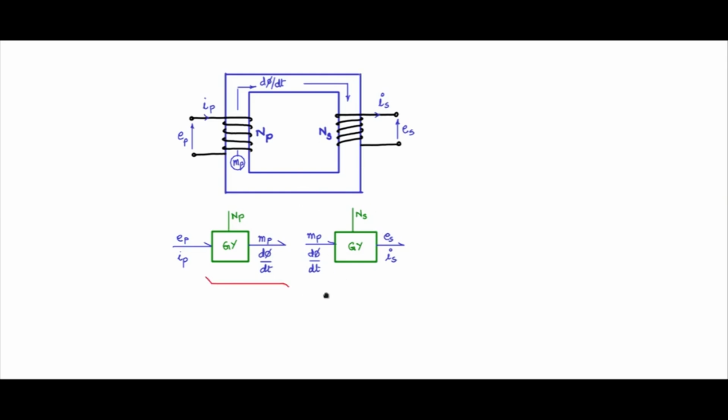Now these two gyrators together form one single component called the transformer. And equivalently I will put it as a block. It has one input, the primary port, and another output, the secondary port. So for the primary port we have EP as the potential variable and IP as the current, ES as the secondary potential variable, IS as the secondary current, and the parameter is NS by NP.